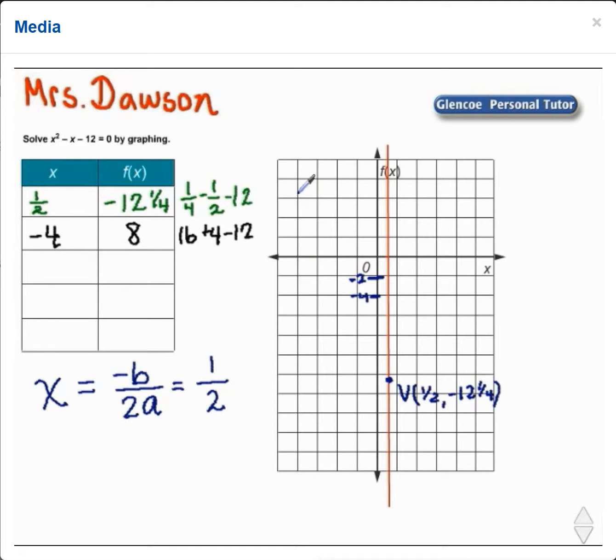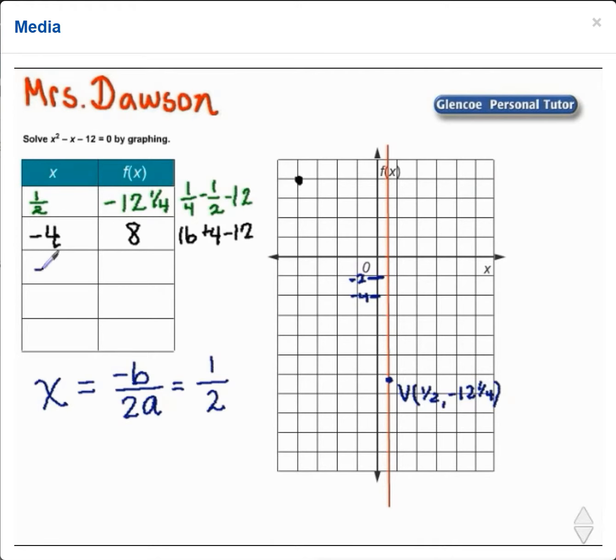2, 4, 6, 8. Now the nice thing about having the axis of symmetry is that we can double check our points, and we'll go the exact same distance to the red line from the left and move the same distance from the red line to the right. We'll get some more points later.